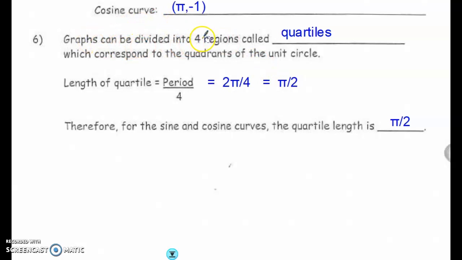When you divide something into 4 regions, that's called a quartile. Get it? Quarts. So when we take our period, which is 2 pi, and divide it by 4, we get quartiles of pi over 2. So the quartile length is pi over 2. All right, let's get graphing.